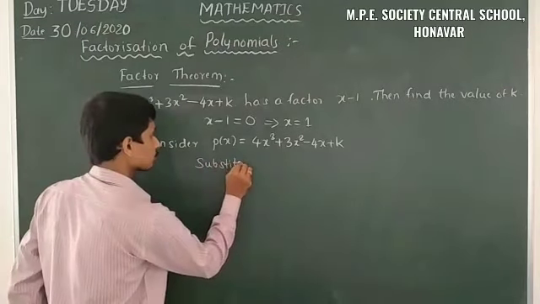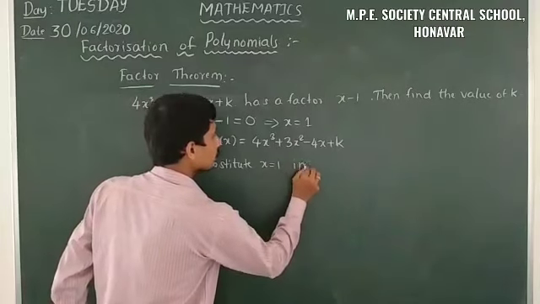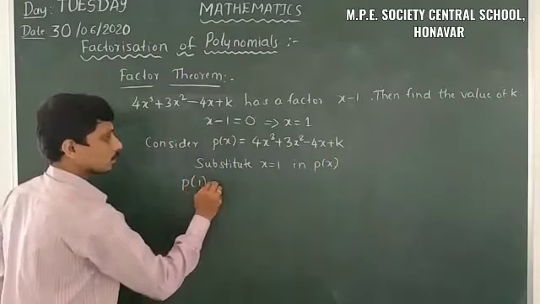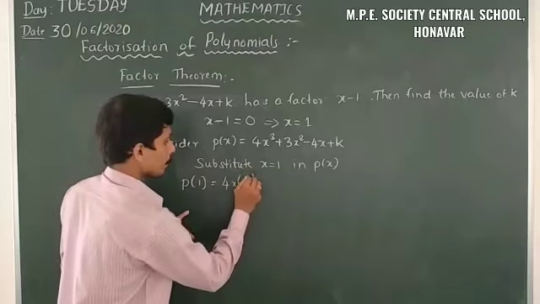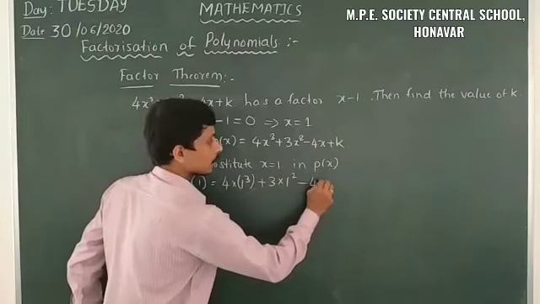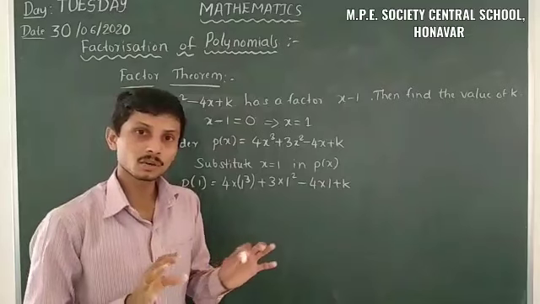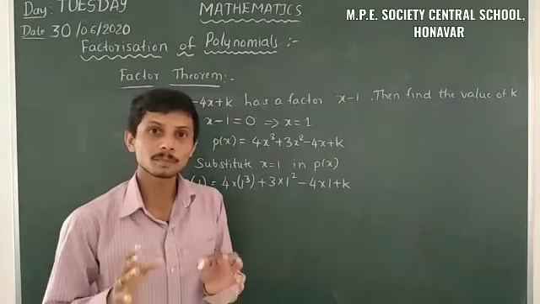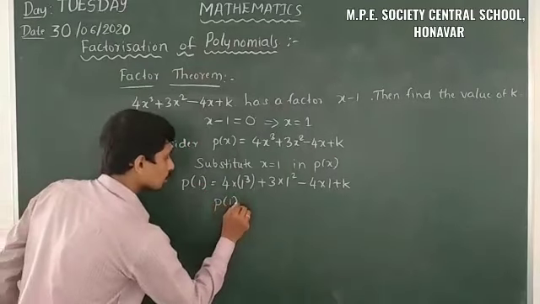Substitute x equal to 1 in p of x. So p of 1 is equal to 4 into 1 cube, then plus 3 into 1 square minus 4 into 1 plus k. Then according to the definition of the zero of the polynomial, it is a point where the polynomial becomes 0. So that means p of 1 is equal to 0.